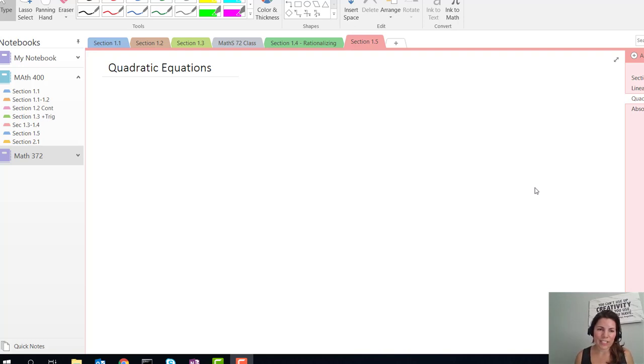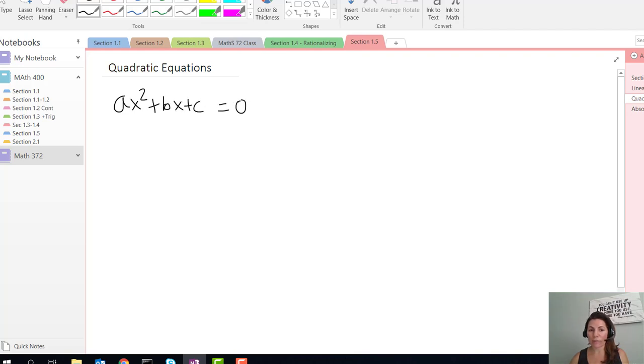We're going to continue section 1.5 with quadratic equations. As I mentioned in my previous video, a quadratic equation has the form ax squared plus bx plus c. Normally we want to have a quadratic equation equal to 0 to solve. So we can either solve a quadratic equation by factoring.